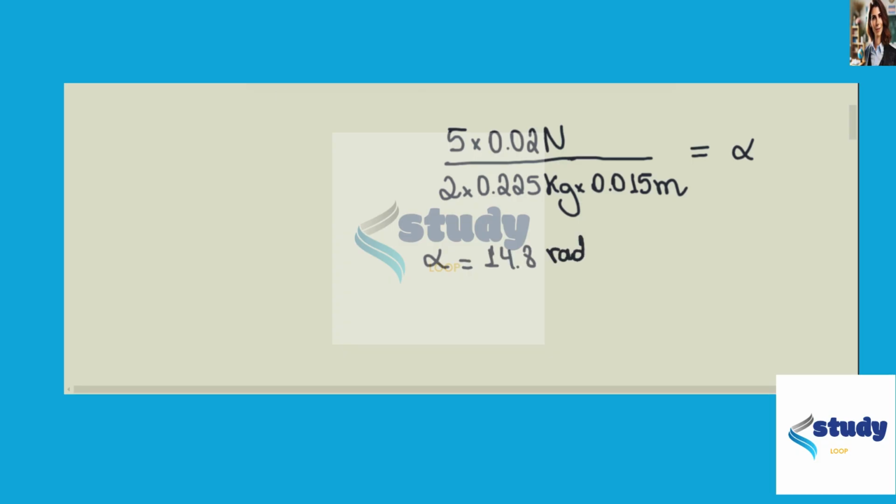radians per second squared. But notice that, as I said before, the force is causing the object to decelerate, so to lose angular speed. So even though the magnitude of the acceleration is 14.8, it must add a minus sign, so that the acceleration is actually causing the object to decelerate. So it's minus 14.8 radians per second squared.